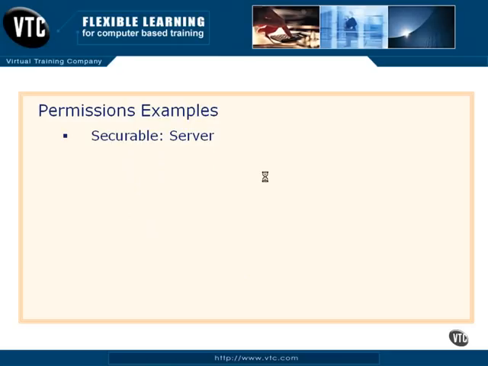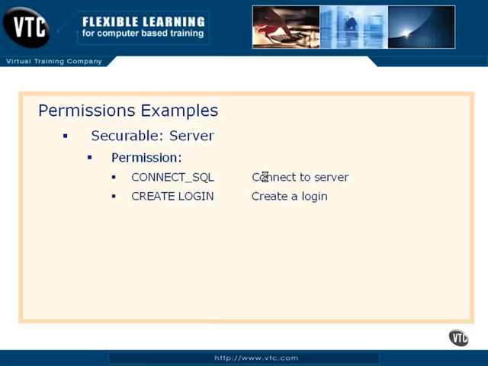Our securable is our server. So we're going to apply permissions at the server level. And you're going to notice quite a few new permissions that you have in 2005, a lot more granular control. First of all, at the server level, there's a permission called CONNECT SQL that gives you the capability to connect to the server. Then there's a CREATE LOGIN permission that gives you the ability to create a login.